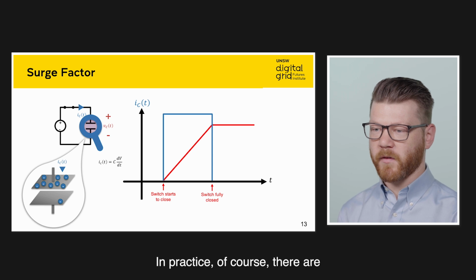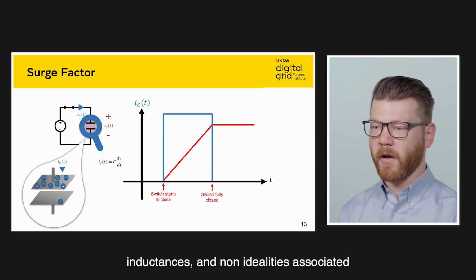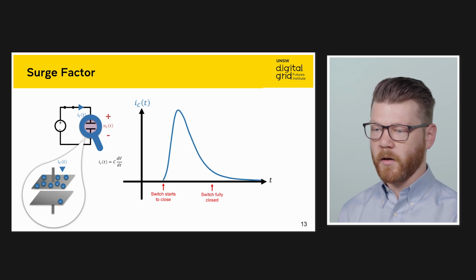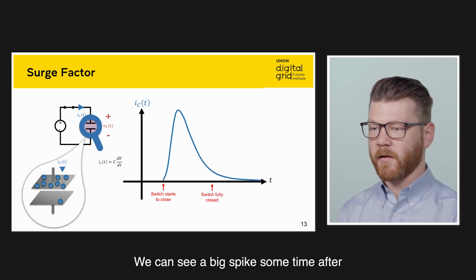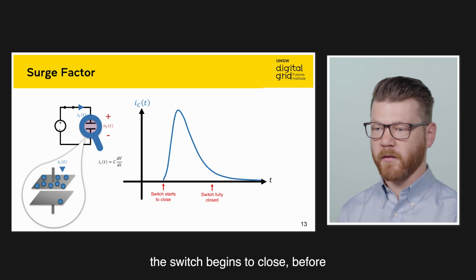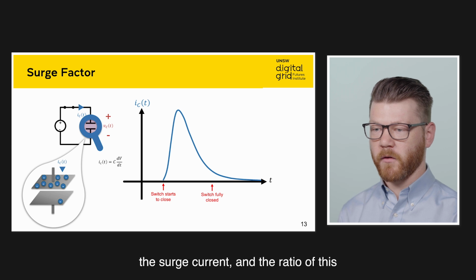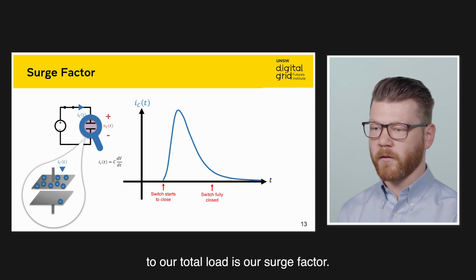In practice, of course, there are parasitic resistances, parasitic inductances, and non-idealities associated with both our capacitor and our switch, and so a more realistic example of what the current looks like when we turn our circuit on is shown here in blue. We can see a big spike some time after the switch begins to close before we eventually return to steady state. This spike in current is what we call the surge current, and the ratio of this to our total load is our surge factor.